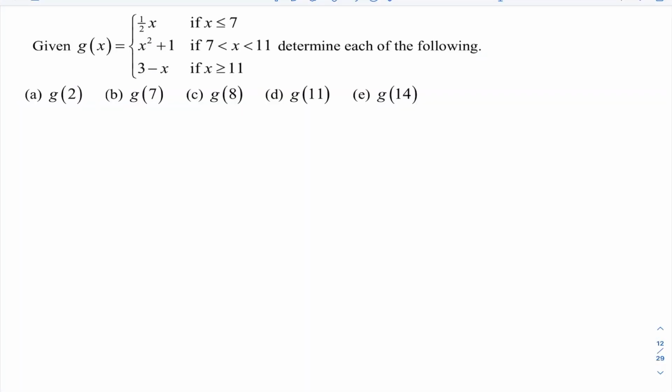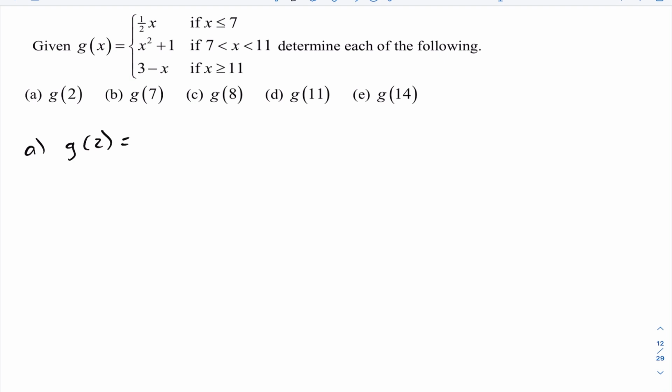Continuing on here, we want to practice function notation with a piecewise function. So again, we have a piecewise function. This is a collection of a linear function, a quadratic function, another linear function kind of broken up at, as you can see, 7 and 11 here. We want to go ahead and evaluate this function. So take a look here at A. They want us to find the function at 2.